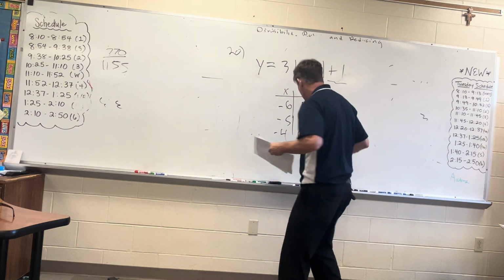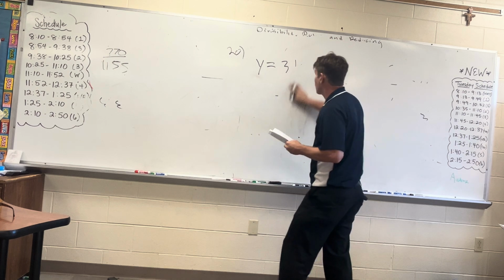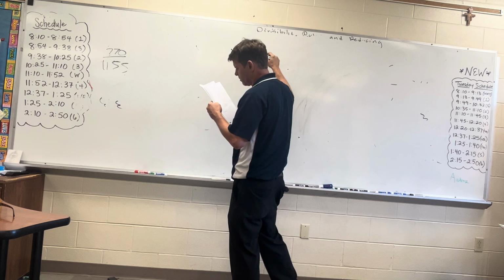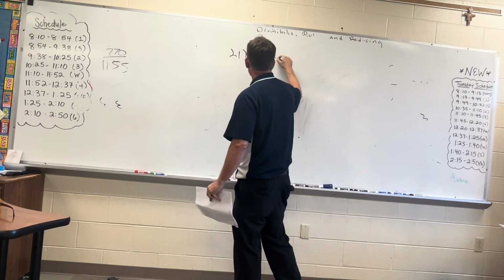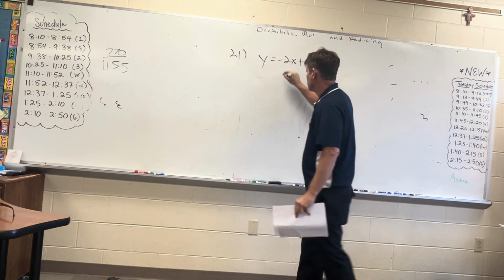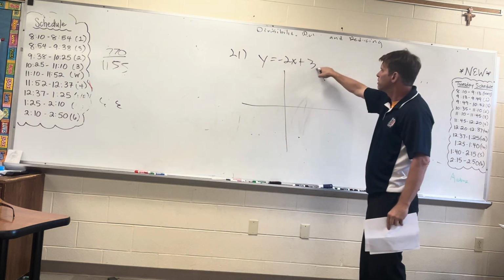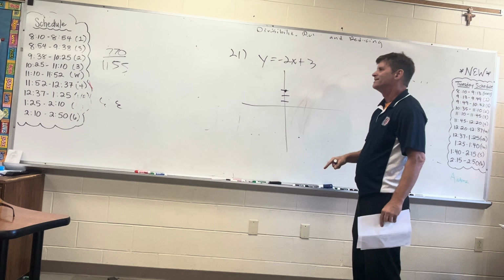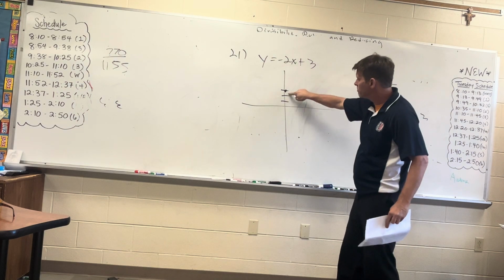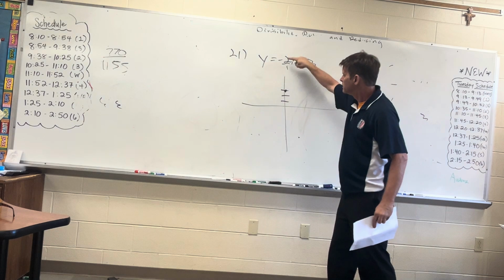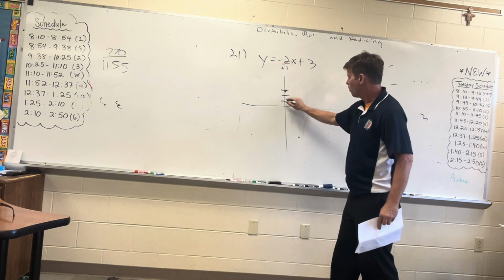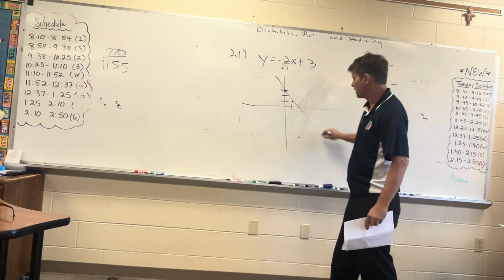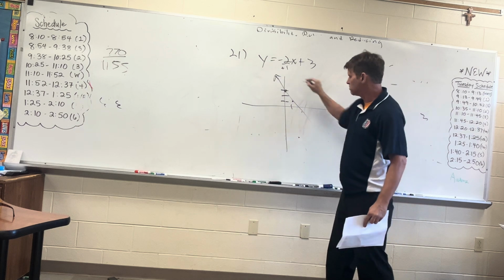Number 21, it just says to actually graph something. It's y equals negative 2x plus 3. You go to your little graph paper thing. You plot the y-intercept, 1, 2, 3. From there, not from the beginning, from this point, you go down 2 over 1. You could do it as many times as you want, and you can do it in the opposite direction, but you make me a line, put some arrows on it.